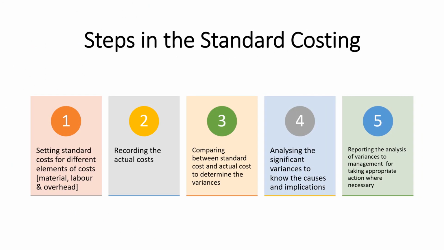Let's see the steps in standard costing. The first step is setting standard costs for the different elements of cost, which are materials, labor, and overhead. The second step is recording the actual costs. The third is to compare the standard cost and actual cost to determine the variances. The fourth step is to analyze the significant variances to know the causes and implications. And last but not least, the fifth step is reporting the analysis of variances to management for taking appropriate actions where necessary.